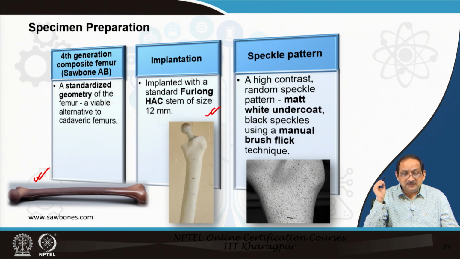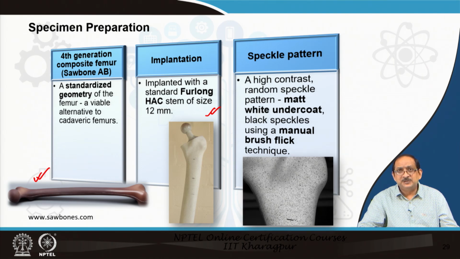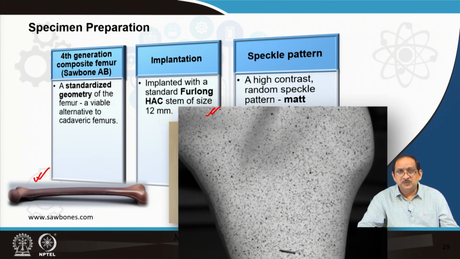A standard Furlong HSE stem of size 12 millimeter has been implanted within this composite bone, and we generate the high contrast random speckle pattern, with a matte white undercoat and black speckles using a manual brush flick technique. So, we are using a toothbrush and we flick the paint on a white undercoat paint which has a matte finish. So, let me zoom into the speckle pattern.